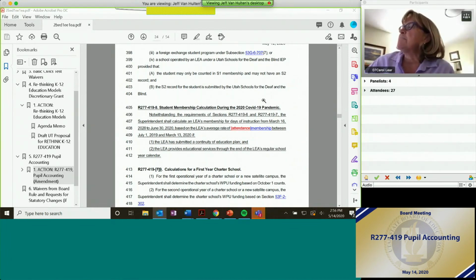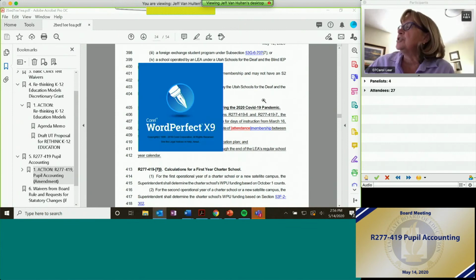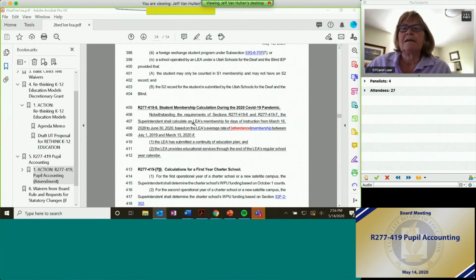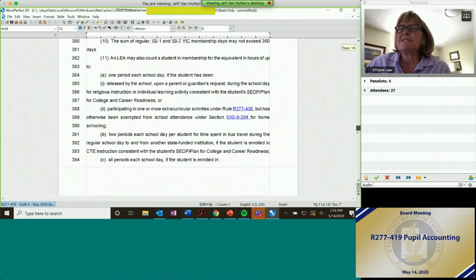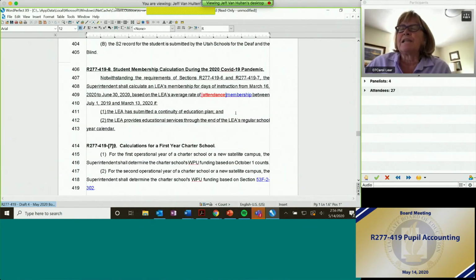On 410, it says an LEA has submitted a continuity of education plan anytime by March 30th. It seems that this could allow an LEA to go until it was pushed to the wall to submit a continuity of education plan, which seems a pretty doable situation for any LEA, but until a deadline is imposed there, I would be troubled by that.